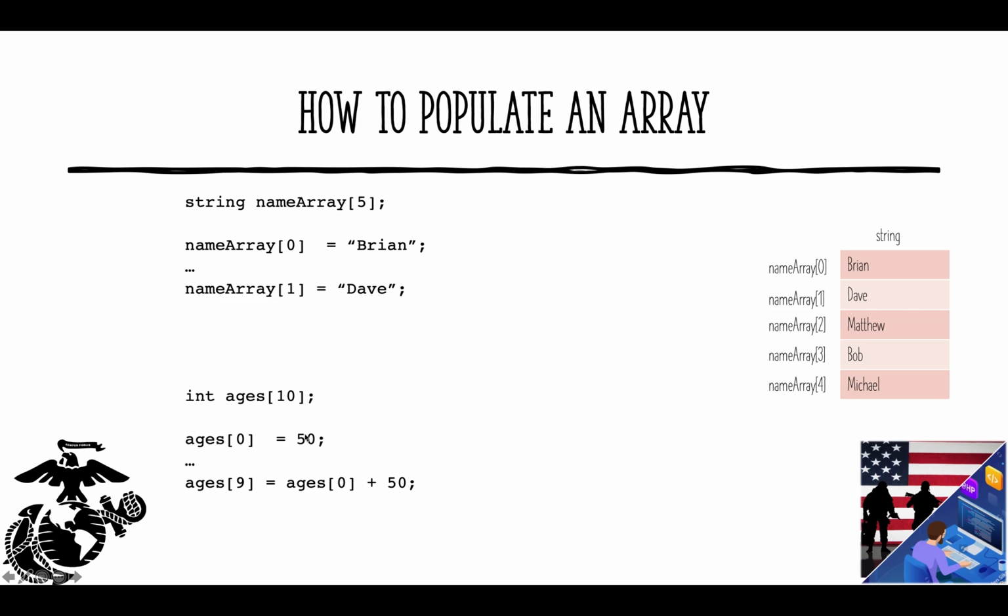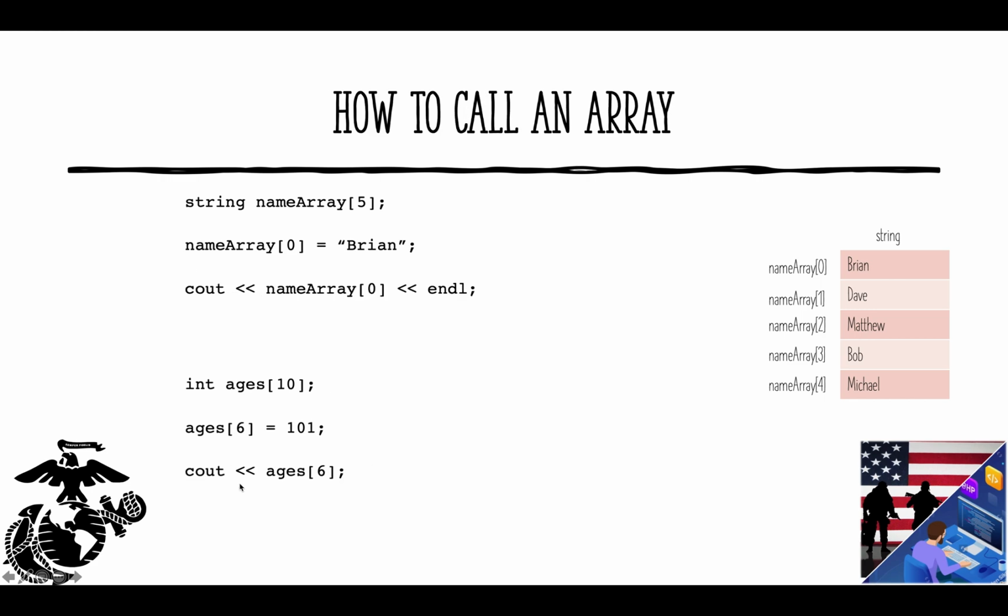So index 0 equals 50. Index 9 will equal ages index 0, which is 50, plus 50. This whole value of 100 is being assigned to the index of 9.